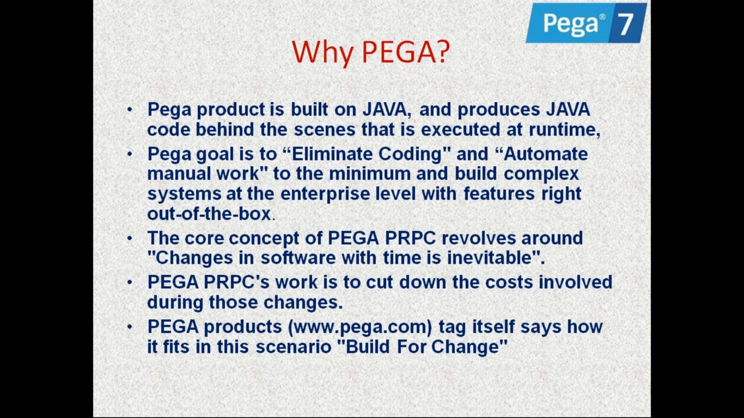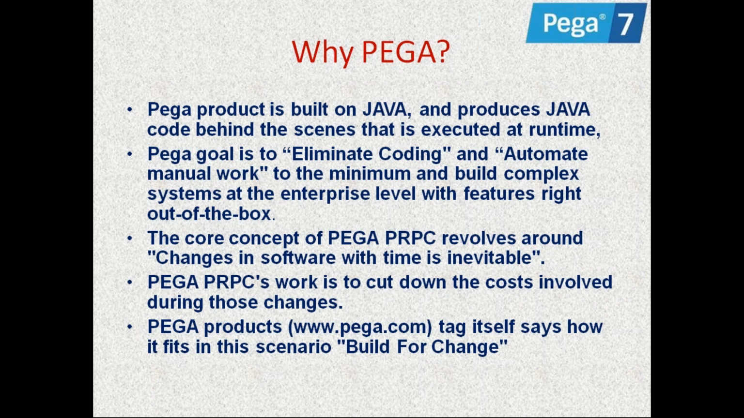And why we have to go with Pega: basically Pega is a Java based application, built on Java. The Pega product itself is built on Java and produces Java code behind the scenes. So we can see the source code. Even though we will not use Java directly, in the backend we can generate the source code and view it. We cannot modify that; it will just automatically generate the source code in the backend. That I'll show you in the application.